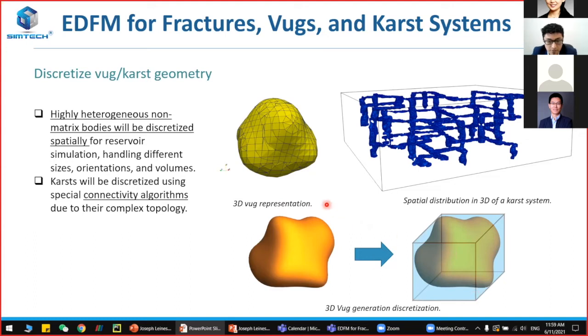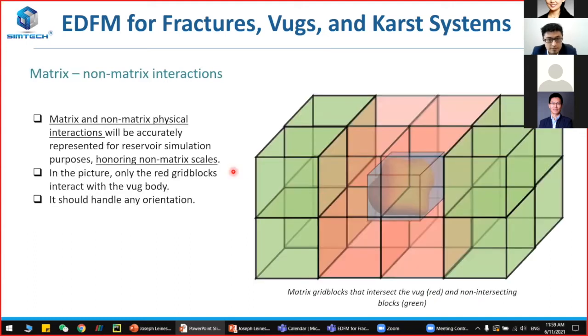The next step is to deal with the matrix and non-matrix interaction. Here, no matter where the Vug is located, its size or its orientation, we should be able to handle it and identify the connecting grid blocks that are interacting with the volume that is presented here.